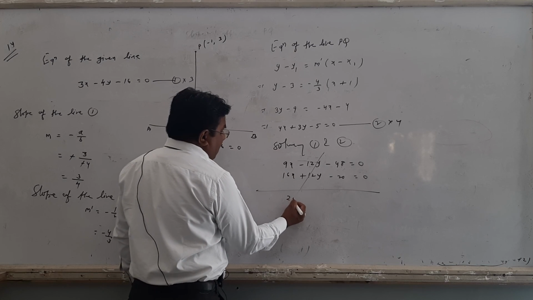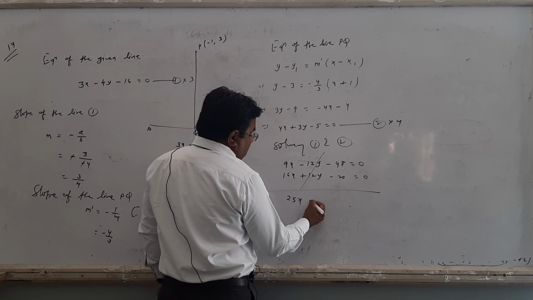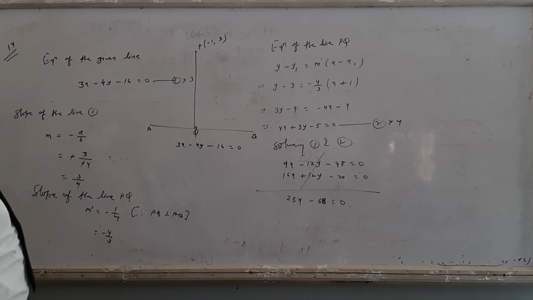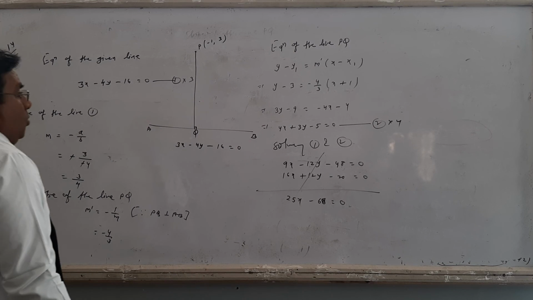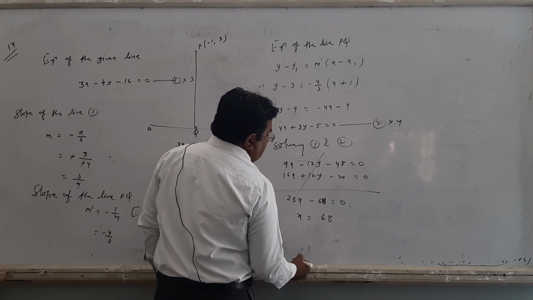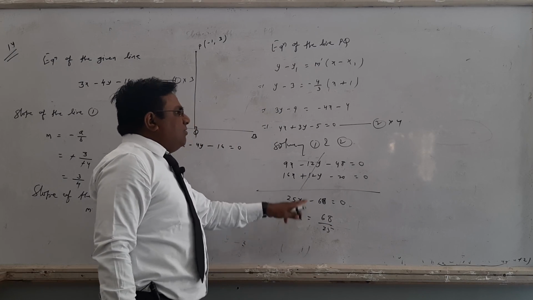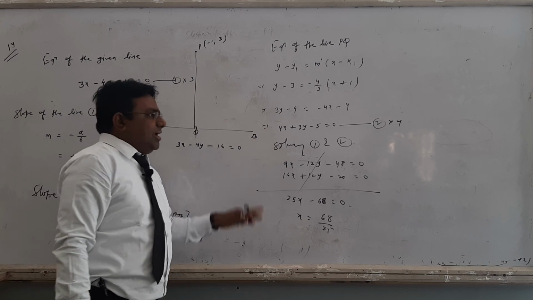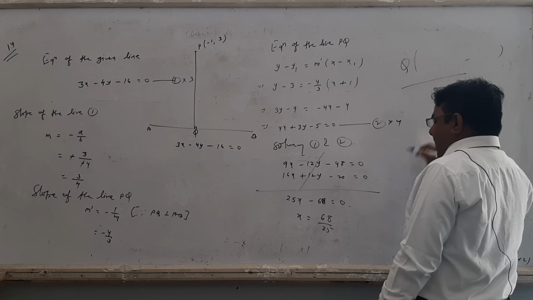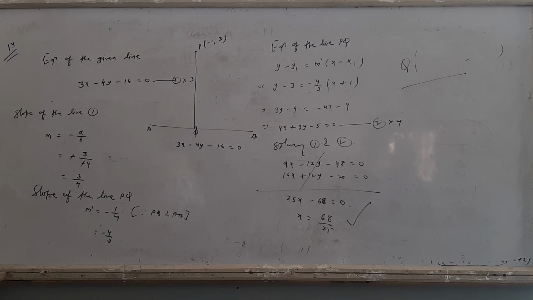16 plus 9 is 25x, and 48 plus 20 is 68. So x equals 68 upon 25. This is the value of x. This is the x coordinate of point Q, that means the foot of perpendicular. Now substitute the value of x in equation first or equation second.